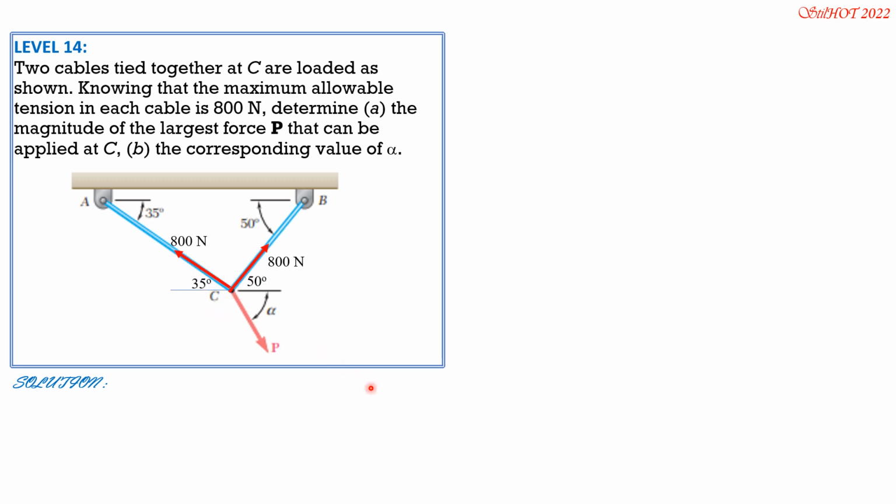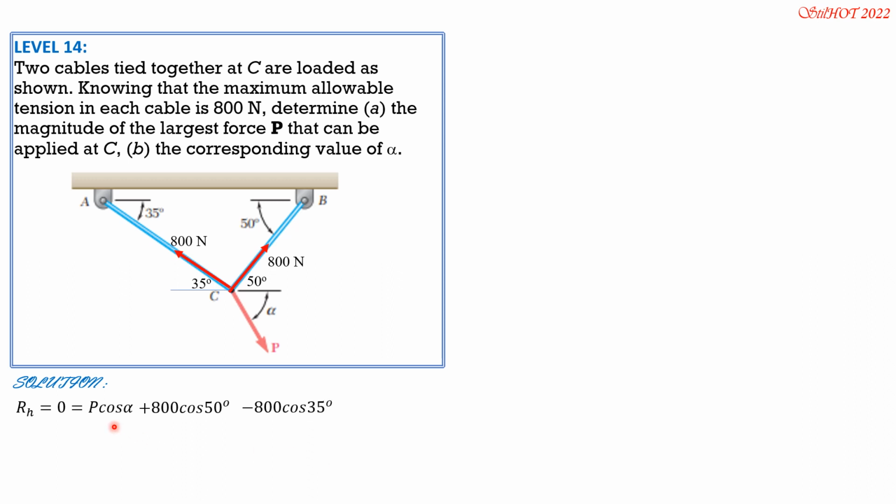So first, R horizontal equals 0. And it is equal to P cosine alpha for this force here, positive, plus 800 cosine 50, positive, then minus 800 cosine 35.